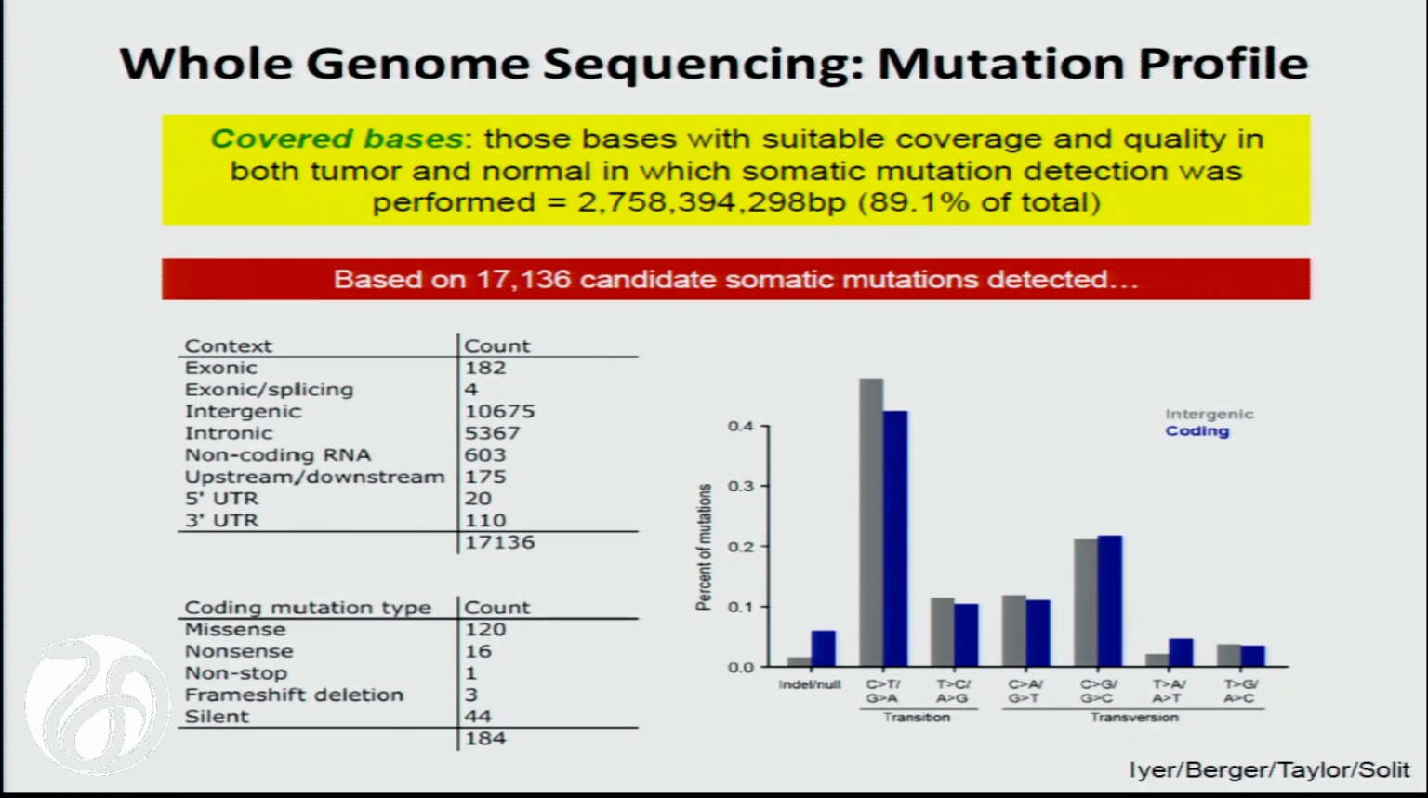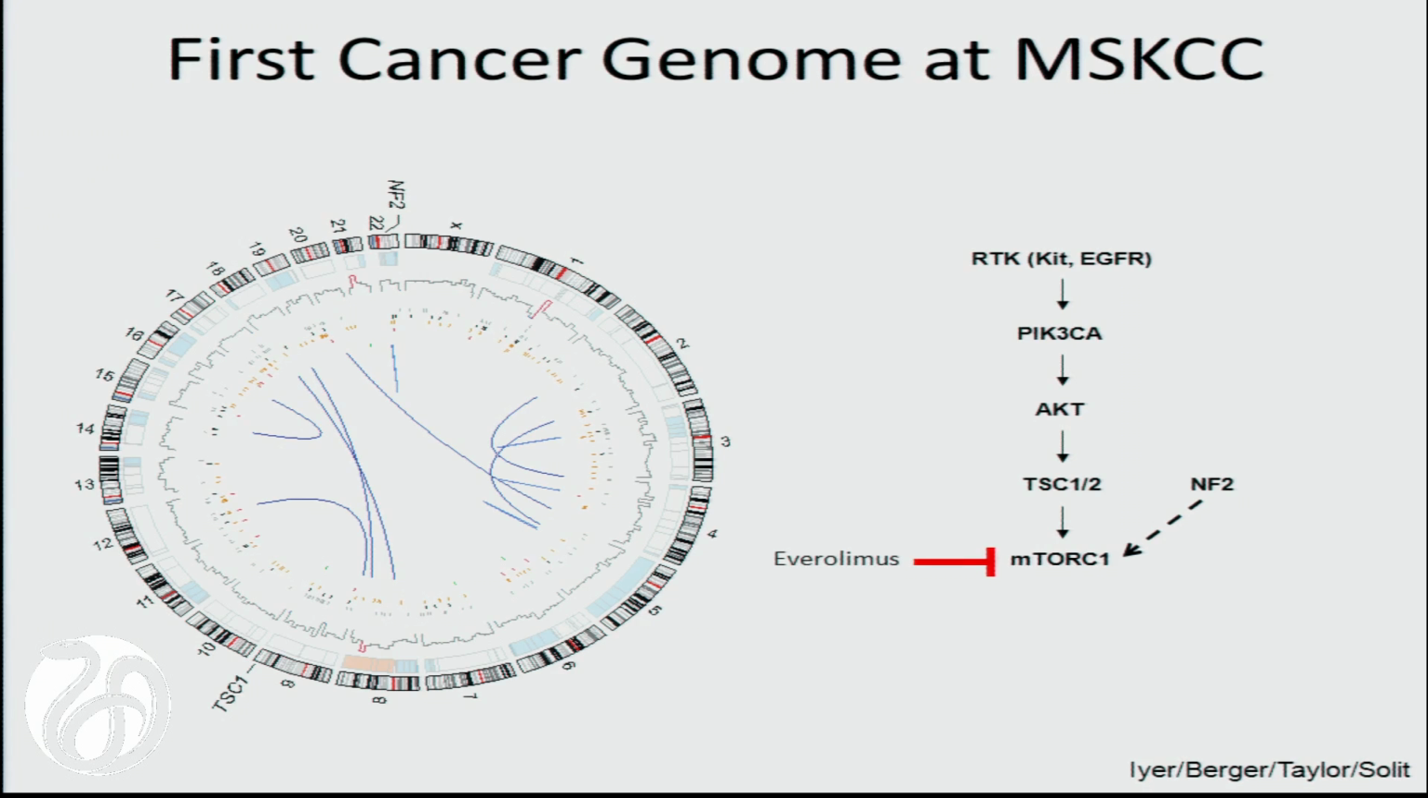And then there were two that quickly jumped out at us, that we thought were the main cause of her response. So one was in a gene called TSC1, and the other was in a gene called NF2. And these were both very interesting because loss of both of these, TSC1 and NF2, would actually lead to activation of mTORC1, which was the target of the drug that she received.